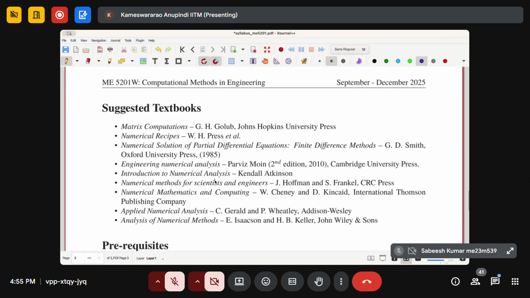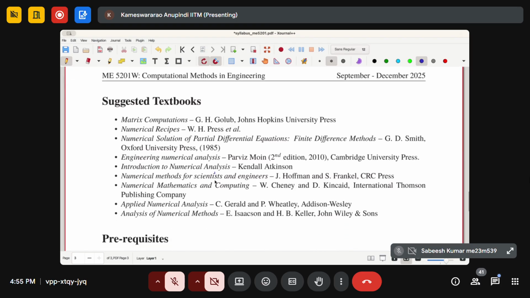Okay, coming to the suggested textbooks. There are many textbooks here. You can pick one or two of them. Whatever we discuss in the class here would be sufficient, but nonetheless, depending on what we are looking at, for example, when we are looking at the first chapter, that is the solution to systems of linear equations and nonlinear equations, you may find Introduction to Numerical Analysis by Kendall Atkinson to be very useful. Similarly, there is this book, Engineering Numerical Analysis by Parviz Moin. This is also quite a good book.